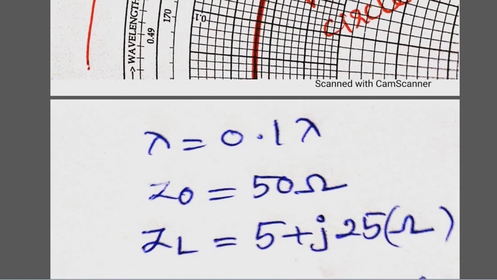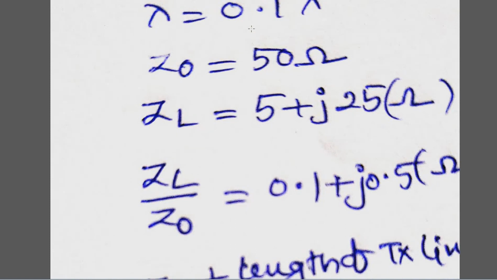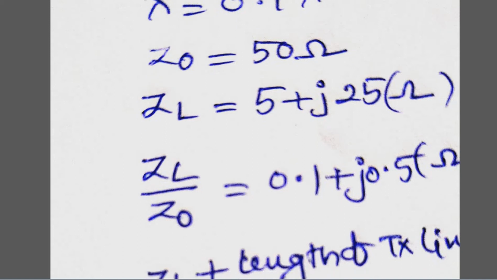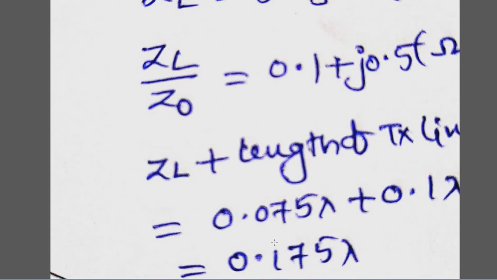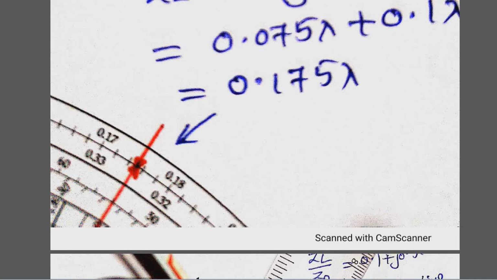So that is already existing. Lambda is given as 0.1 lambda, Z0 equal to 50 ohms, ZL equal to this normalized one. The actual length will be added to the normalized ZL wavelength. What is the normalized ZL wavelength? Just now we observed 0.075 lambda plus 0.1 lambda. It will be equal to 0.175 lambda.